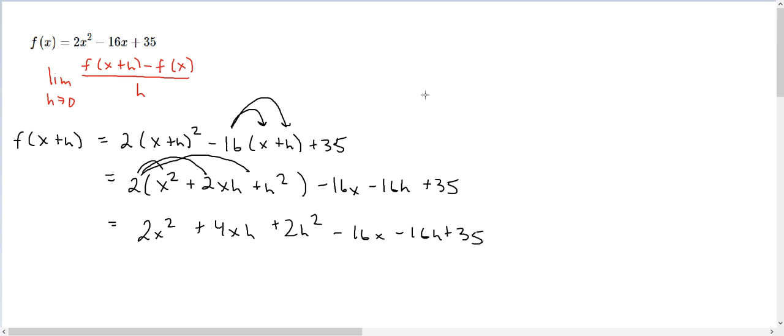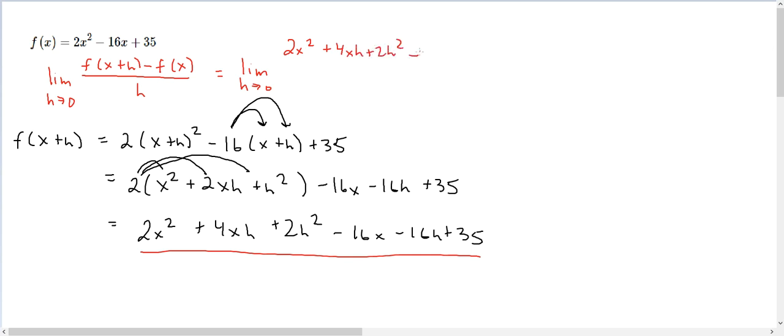So our fully simplified f of x plus h function, we're going to substitute into our limit. Now that we've simplified things, this is the limit as h approaches 0 of f of x plus h, which is now this, so we substitute that in. So we have 2x squared plus 4xh plus 2h squared minus 16x minus 16h plus 35.